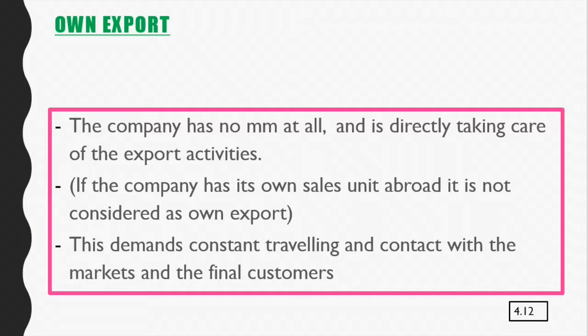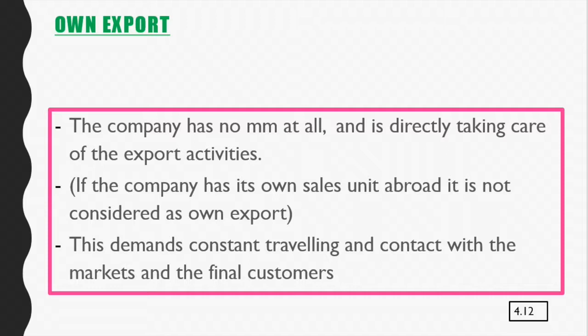Here someone says that if the company has its own sales unit abroad, it is not considered own export, then it's considered a direct investment or something like that. But as I said before, there are many different definitions of these things. So usually when we talk about own export, it means that the production is done here and then we have customers abroad and the products are sold directly from the home office, the headquarters, to the customers abroad.